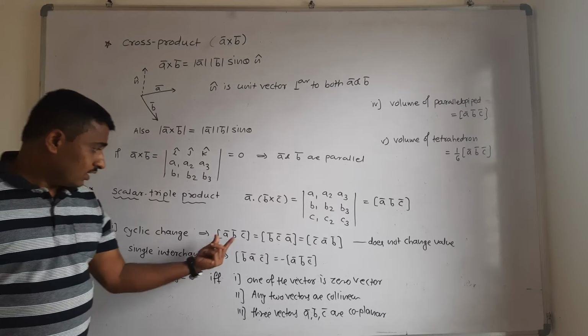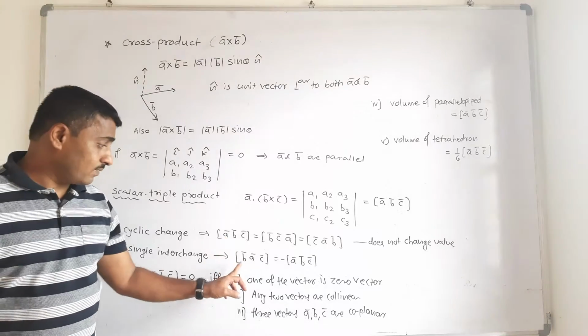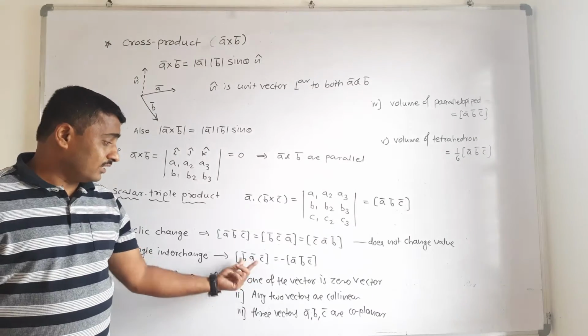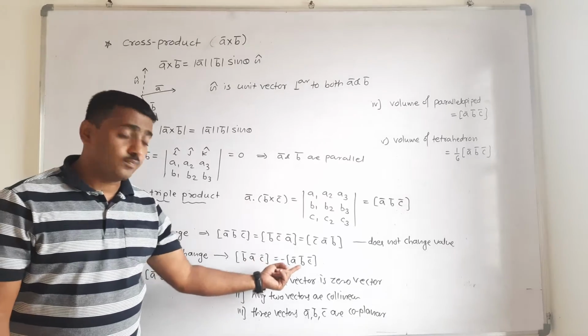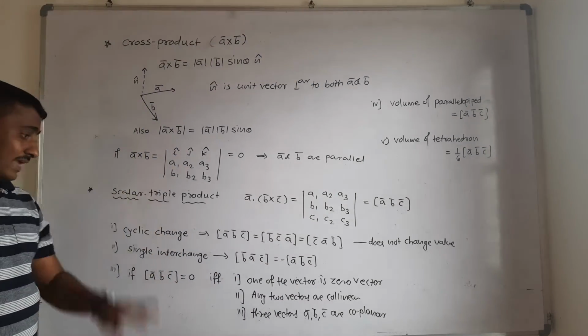Single interchange: if we alter a bar and b bar to b bar and a bar, then it is called a single interchange. b bar a bar c bar, then its value becomes minus of a bar b bar c bar. A single interchange changes the sign only.